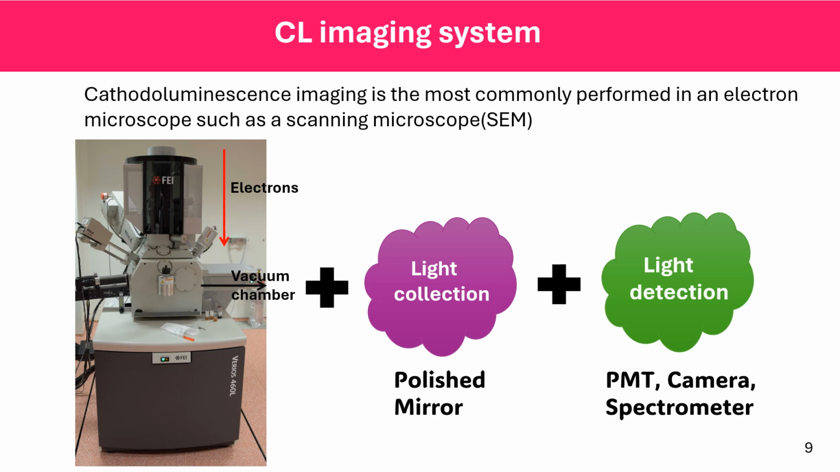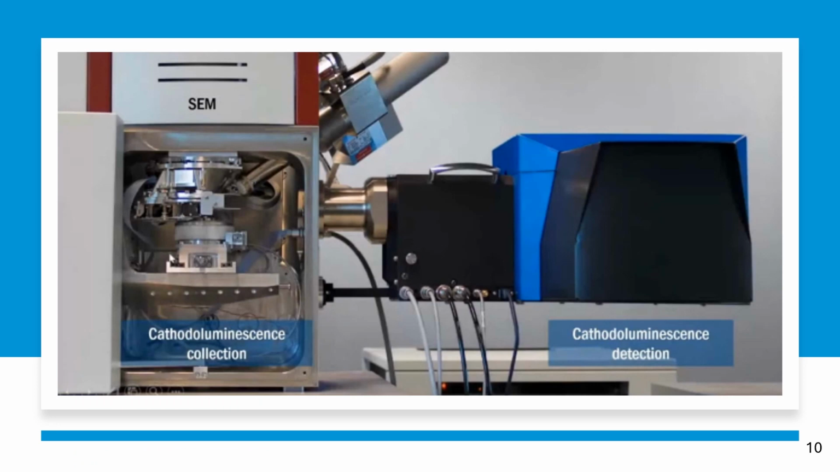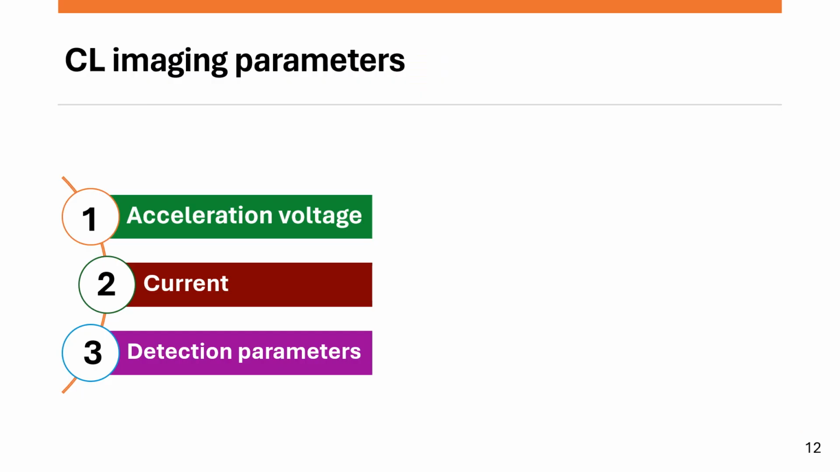This is a very brief description of the hardware system. There is another picture, a very advanced picture. We can see the different types of mirrors which are used here, and we can detect the light. On the right side there is a detection part. So now let's talk about the CL imaging parameters: which parameters affect CL imaging, and what we should keep in mind to perform these experiments.